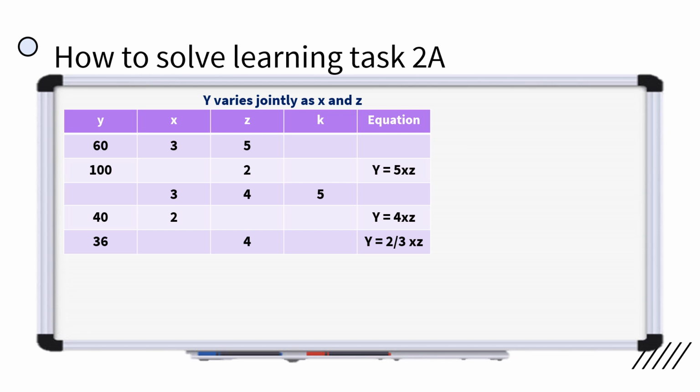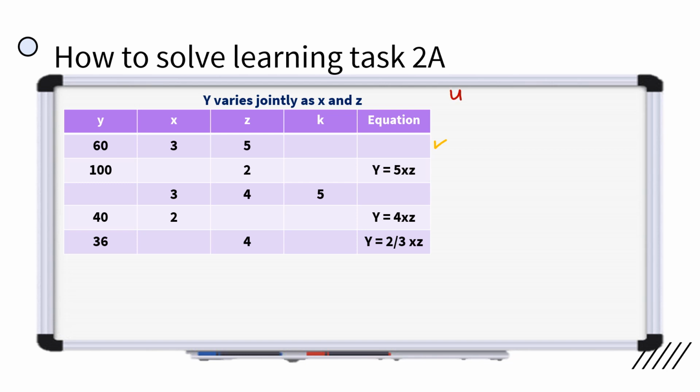How to solve learning task 2A. So, in this case, papakita natin paano natin masasolve yung nasa module na pinapagawa, which is learning task 2A. So, gawin ulit natin by line. So, let's start with first line. So, for first line, we're given with, kuhanin muna natin yung equation natin. So, y varies jointly as x and z.